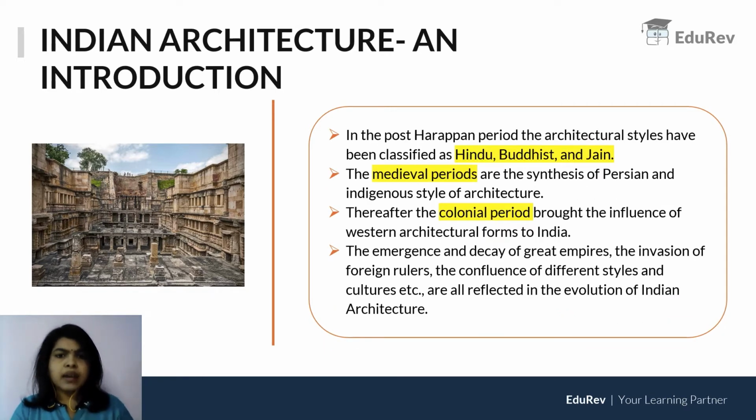Not just that, post the Harappan period, we had beautiful architectural styles which got influenced by religions like Hinduism, Buddhism, Jainism, and so on. The medieval period started this synthesis of different cultures, of Persian and indigenous styles of architecture, and thereafter we had the colonial period as well.